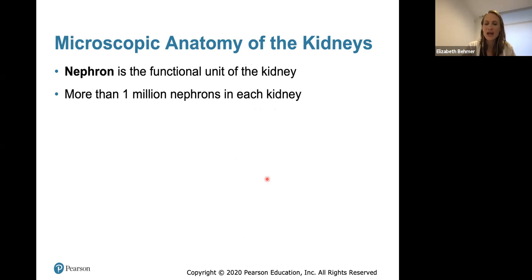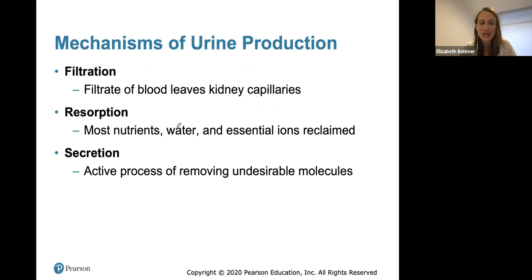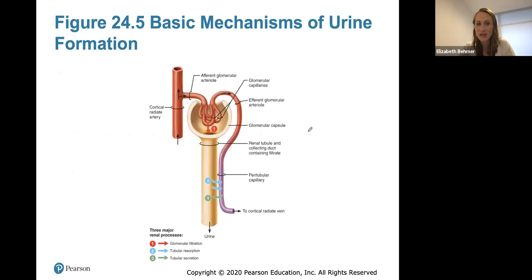More microscopic anatomy of the kidney, the nephron is the functional unit of the kidney, and you have more than 1 million nephrons in each kidney. Urine production then is with three processes: filtration, resorption, and secretion, where filtration is the filtering of the blood as it leaves the kidney capillaries. Resorption is where most nutrients, water, and essential ions are reclaimed back into your blood system. And secretion is the active process of removing undesirable molecules into the filtrate or the urine that will leave the body.